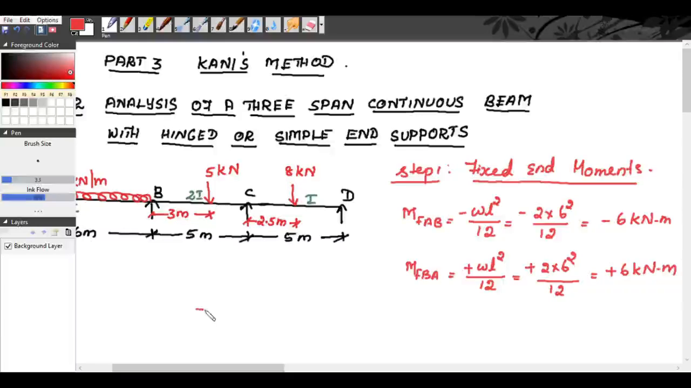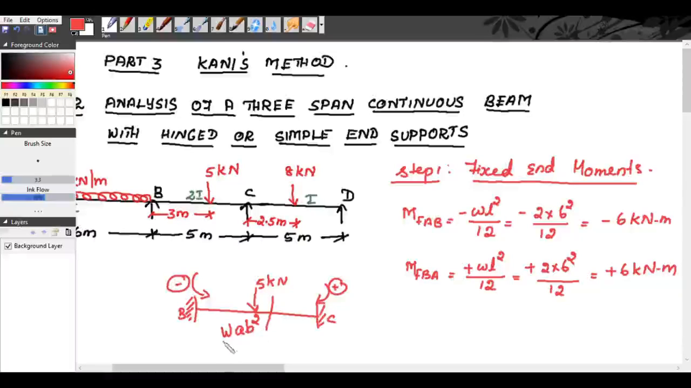Similarly, while you are considering span BC, the fixed end moments are found by considering the supports as fixed supports. The load is a concentrated load W, so the fixed end moment is computed accordingly. When you are taking a section, anti-clockwise on the left and clockwise on the right are the sign conventions.